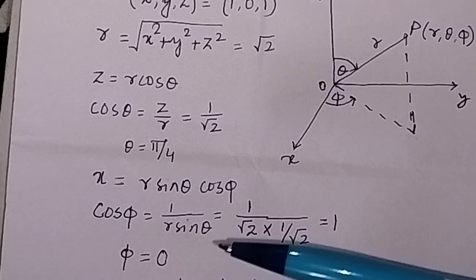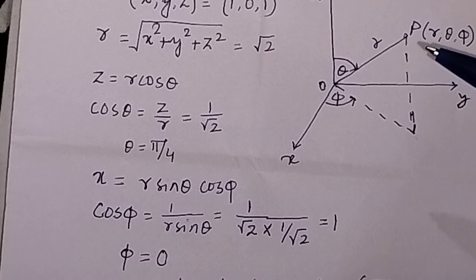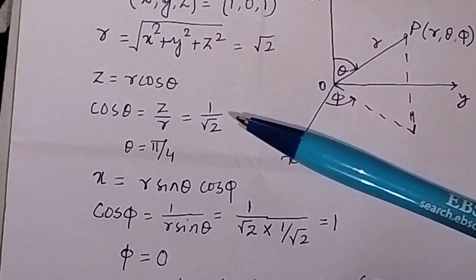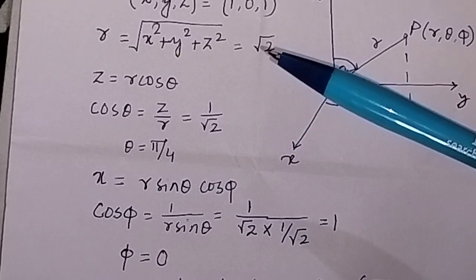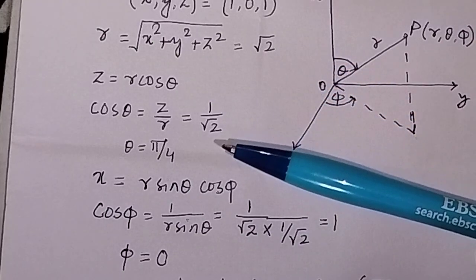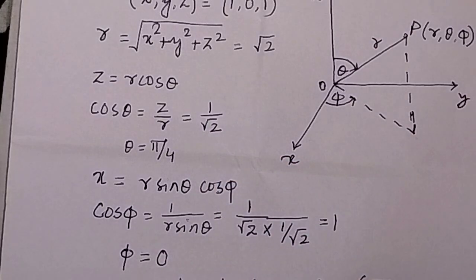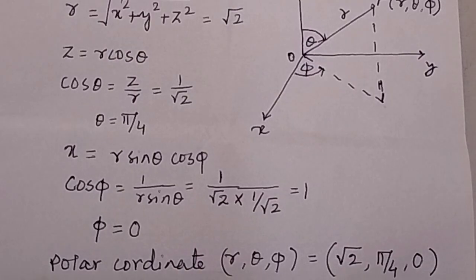In this way you can find out the corresponding spherical polar coordinates r, theta, phi, as the r value is equal to root 2, the theta value will be equal to pi by 4, and the phi value will be equal to 0. So the corresponding polar coordinate will be root 2, pi by 4, and 0.